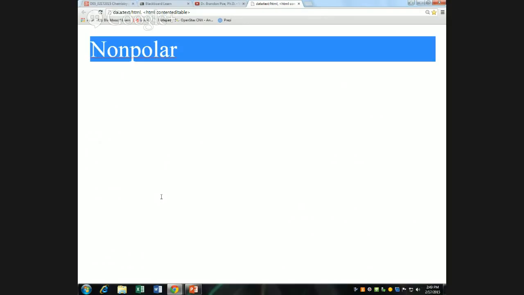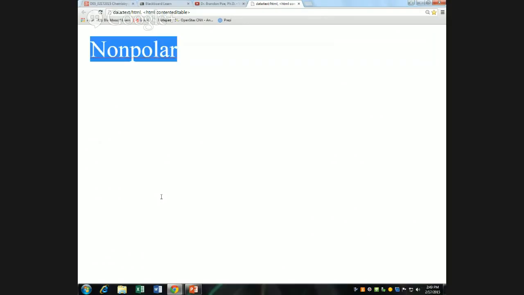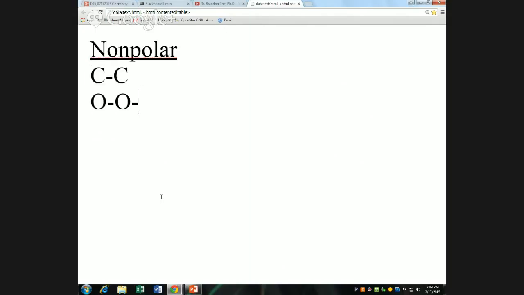And what I want to start here is a list of nonpolar bonds. So when carbon binds to itself, oxygen bonds to itself, nitrogen bonds to itself, hydrogen bonds to itself, those are all going to be nonpolar. And then I just told you a second ago when carbon bonds to hydrogen.